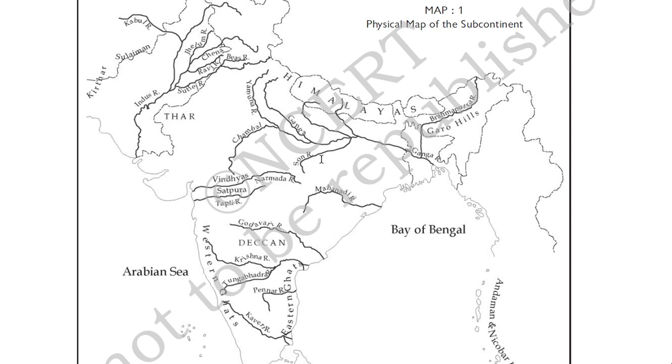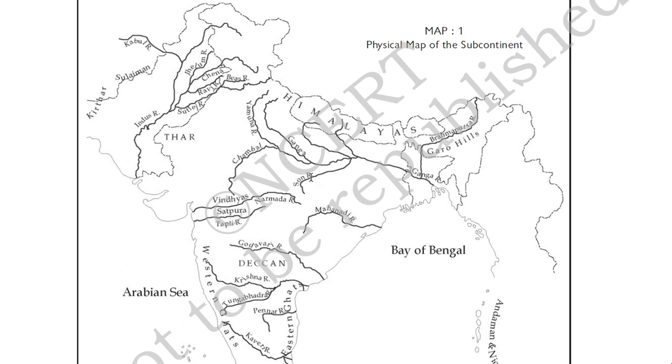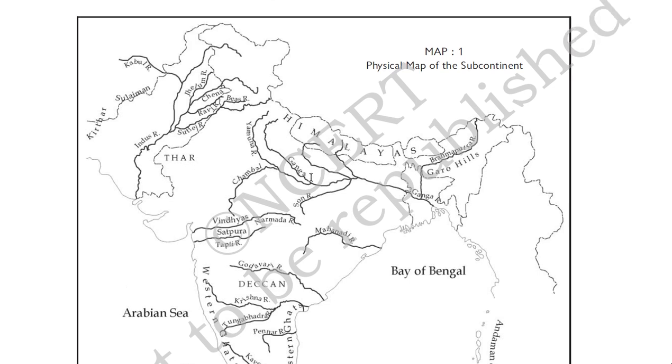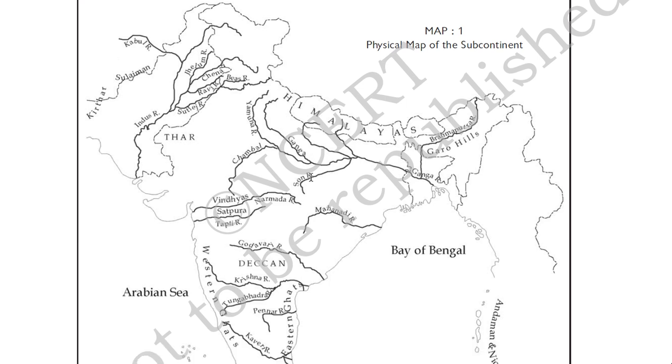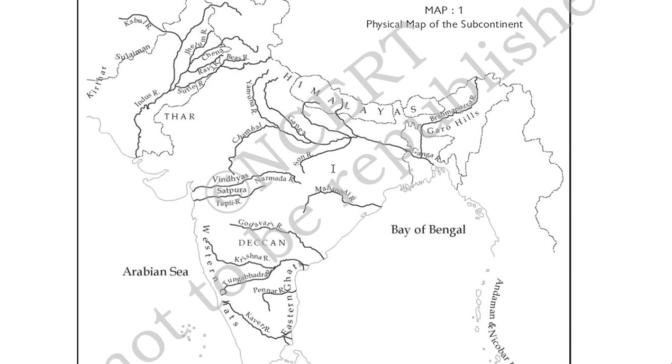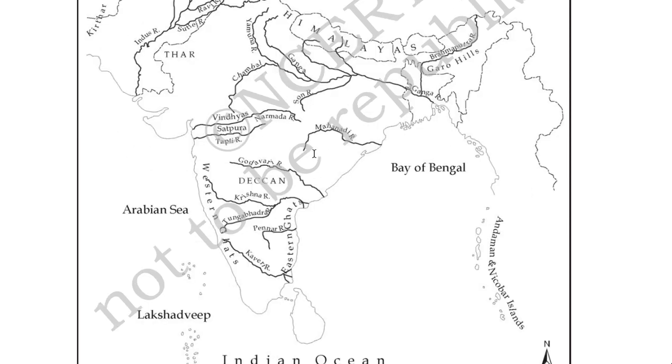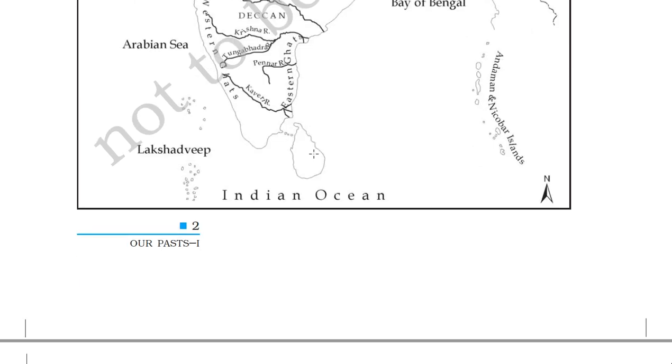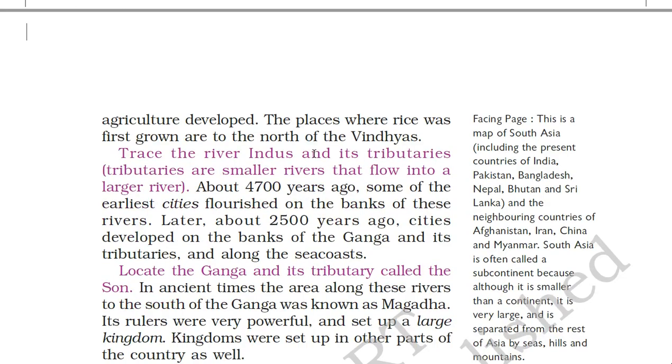I had given you the work of drawing the map of India. You have done it. Some of you have done it. It's commendable effort. You have located Narmada River, the Magadha dynasty in Bihar, Garo Hills, Khartar and Sulaiman Hills, tributaries of Indus River, Ganga and its tributaries. Right? Now we will move on to the next part of it.